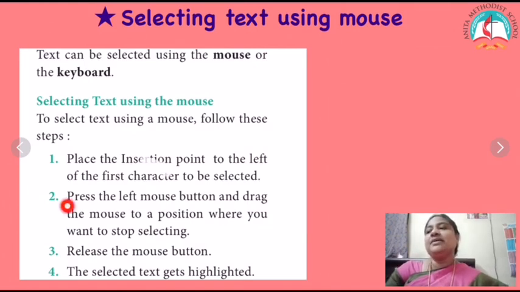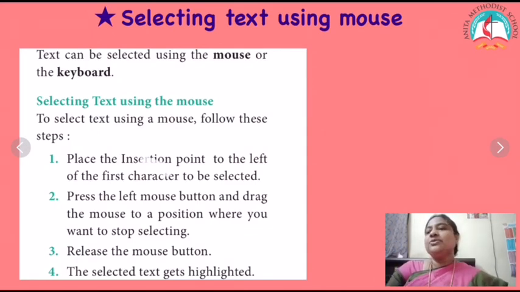Okay, press the left mouse button and drag the mouse to the position where you want to stop selecting. For example, I want to select one line. First place the mouse pointer at the beginning of the line, click it and drag it to the end of the line. So the whole line will be selected. After that, release the mouse button. Then the selected text gets highlighted. So these 4 points, how to select the text using the mouse.